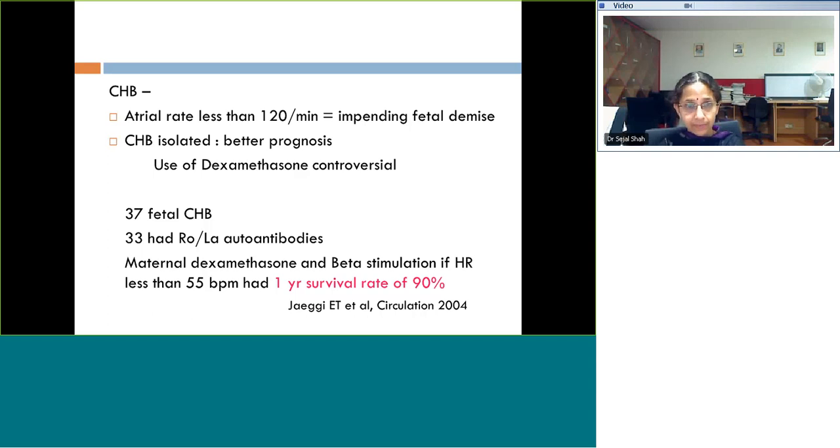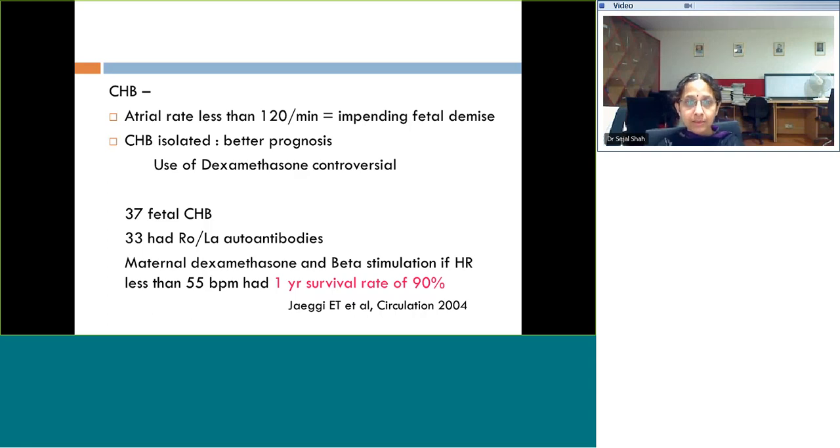a cesarean section. Now, when CHB is isolated, the prognosis is much better, and ventricular rate is important for us. Any rate which is less than 50 or 55 is not a very good marker for not developing hydrops.